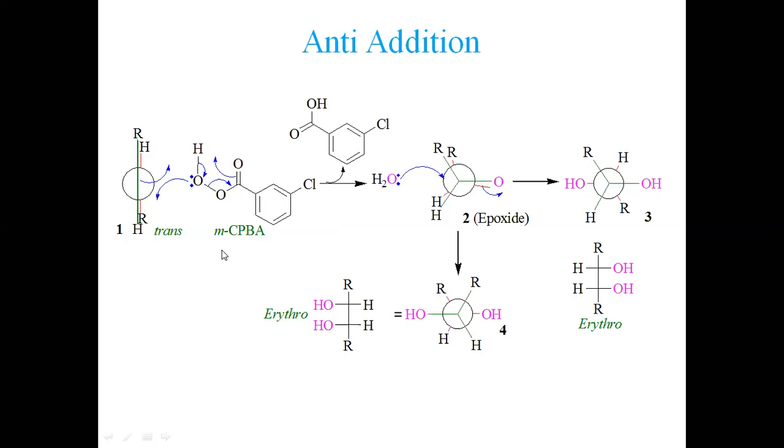What does MCPBA stand for? Meta-chloroperbenzoic acid. So this is a molecule. If you look at this oxygen, its lone pair is involved in resonance, so this is delocalized. But look at this oxygen, the non-bonding electron pair present on it is not involved in resonance. So this oxygen participates. Just what we are observing here, this is our atom A, this is atom B. This is adding and this is leaving.